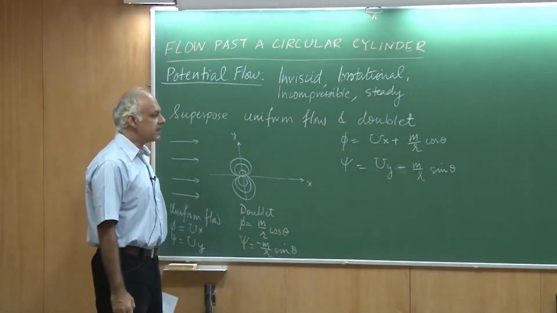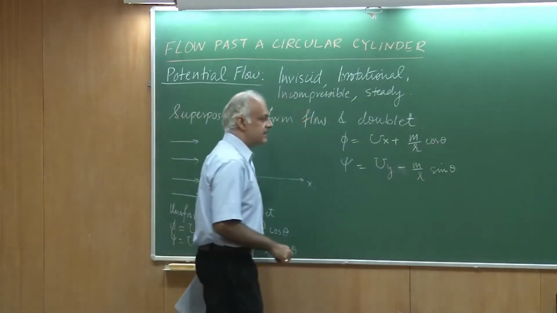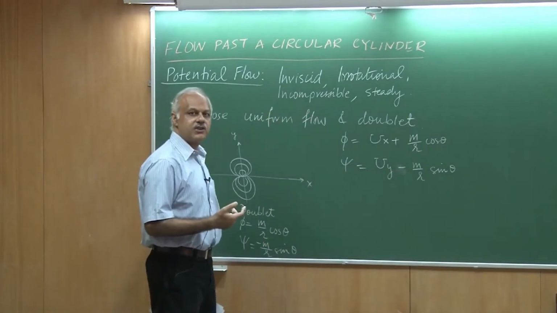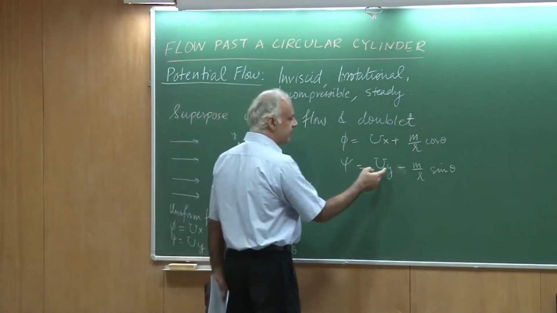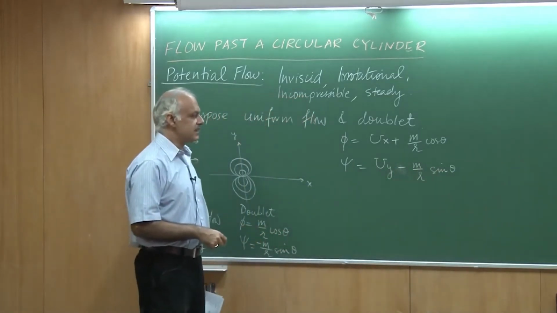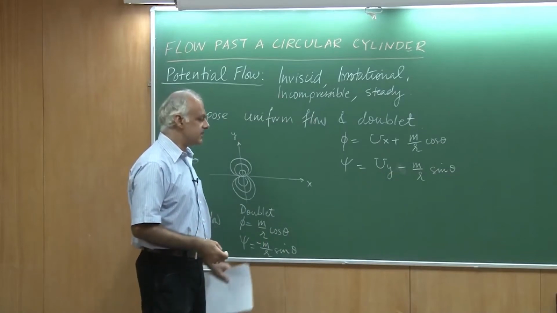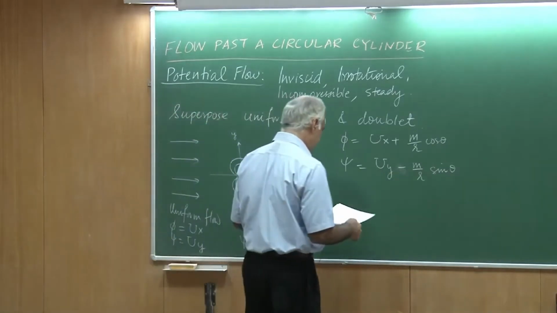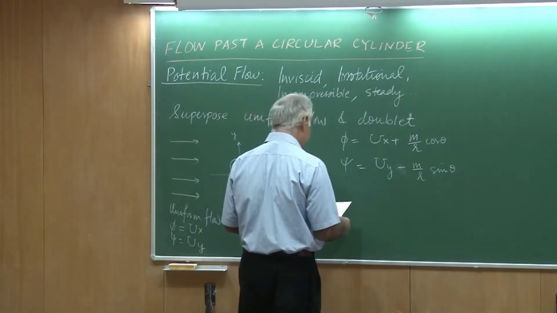If I want to get the equipotential lines, I have to put this function as a constant, and by changing the value of the constant I would get different potential lines. Similarly, to get different streamlines, I would take the right hand side of this function and keep that equal to a constant. Different constants would give me different streamlines. Okay, so let us work on this a little bit.